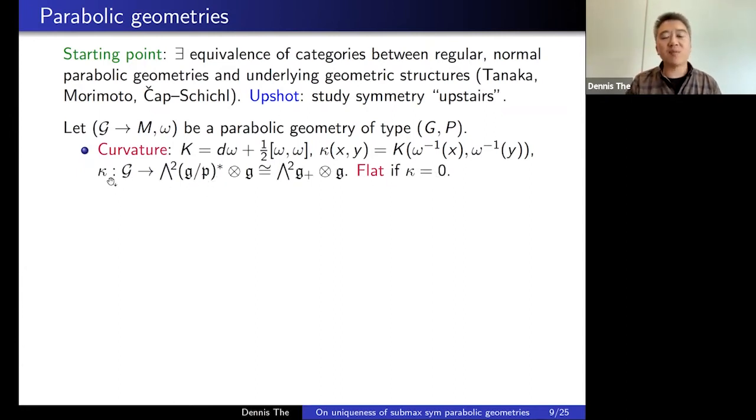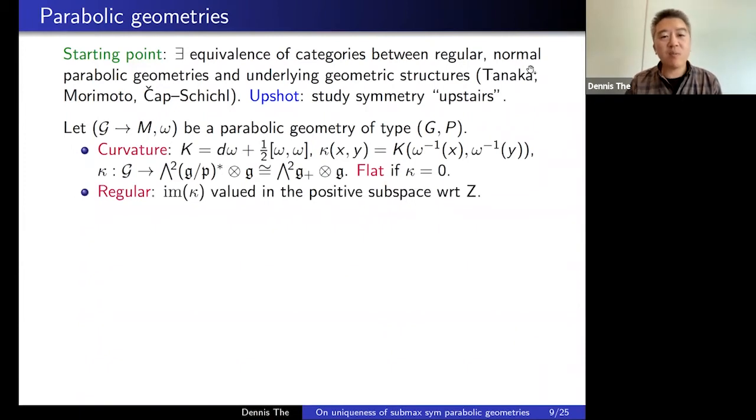And so you can regard this as a function on this total space with values in this space, where I have this (g/p)* appearing here, via the Killing form, which for semisimples is non-degenerate. I get a P-equivariant isomorphism to this space. Okay, so this g_+, positive part of g. This guy's flat, the geometry is flat if this curvature is 0.